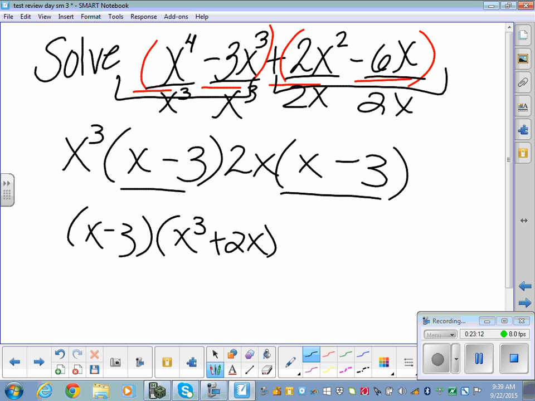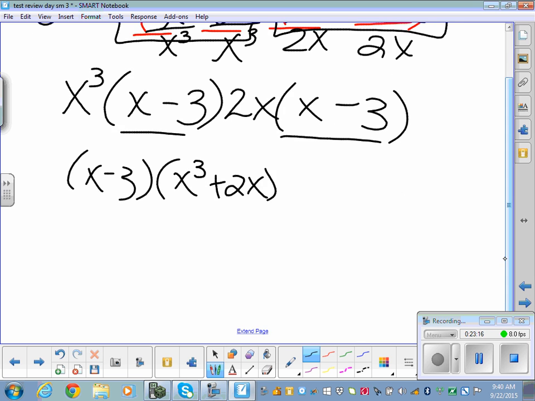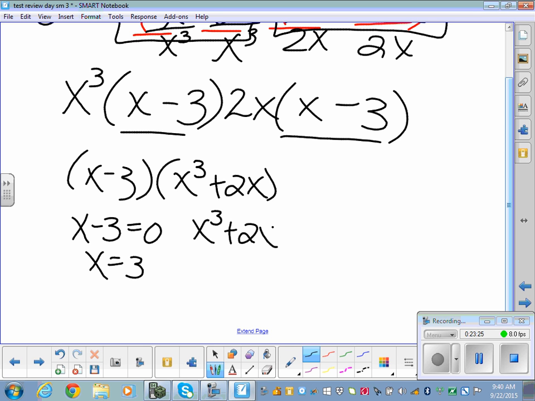Now set each of those equal to 0 and solve. Now look how easy this one happens to be. Really quick. We'll set x minus 3 equal to 0 and solve, so we get x is equal to 3. We set x cubed plus 2x equal to 0. Now is this a quadratic? No, so we can't solve using the quadratic formula, but what do we have in common? An x. So we'll factor out an x again, and we'll get x squared plus 2.